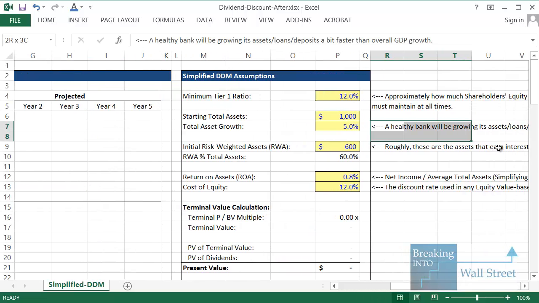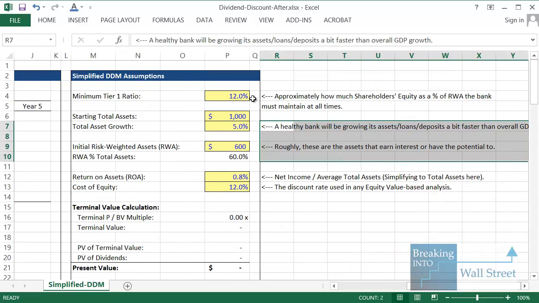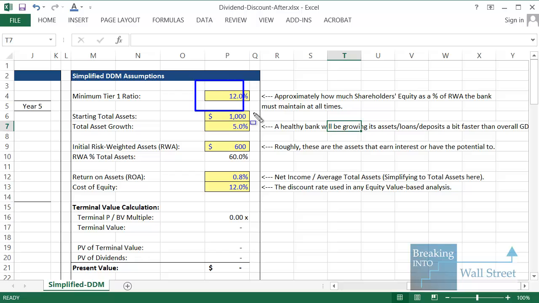So I have some notes over here on the side. The minimum Tier 1 ratio of 12%, again, this is set by the different Basel Accords and also what the company has done historically. We're saying 12% here, which is quite a bit above the official requirements, which are anywhere from 4.5% to 7% to 9%, depending on the time period, the bank, the region, all sorts of other things. But we're just being conservative here.